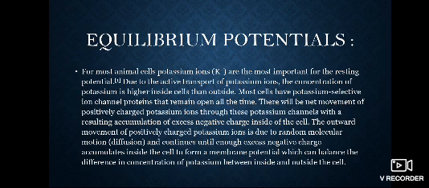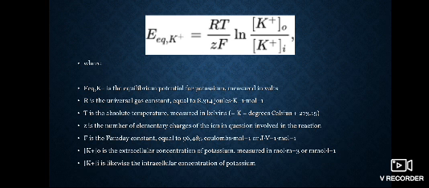Most cells have potassium selective ion channels, proteins that remain open all the time. There will be net movement of the positively charged potassium ions through these potassium channels, with a resulting accumulation of excess negative charge inside of the cell. The outward movement of positively charged potassium ions is due to random molecular motion and continues until enough excess negative charge accumulates inside the cell to form a membrane potential which can balance the difference in the concentration of potassium between inside and outside of the cell.